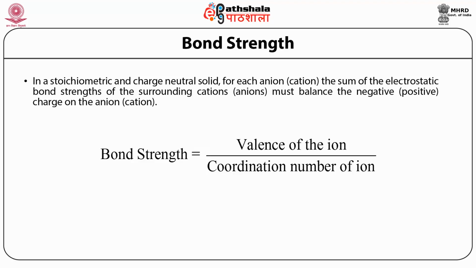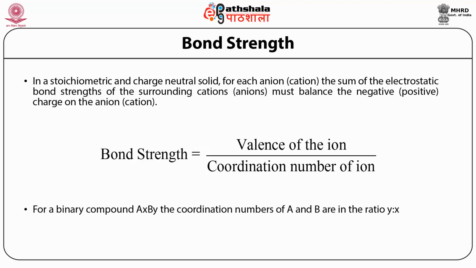Alternatively, you can work out the bond strength of an ion, and from this you can work out the valence of other ions which should match, which is needed to maintain the stoichiometry and in most cases the common valence state. So, for a binary compound, that is AxBy, the coordination numbers of A and B are in the ratio of y by x.